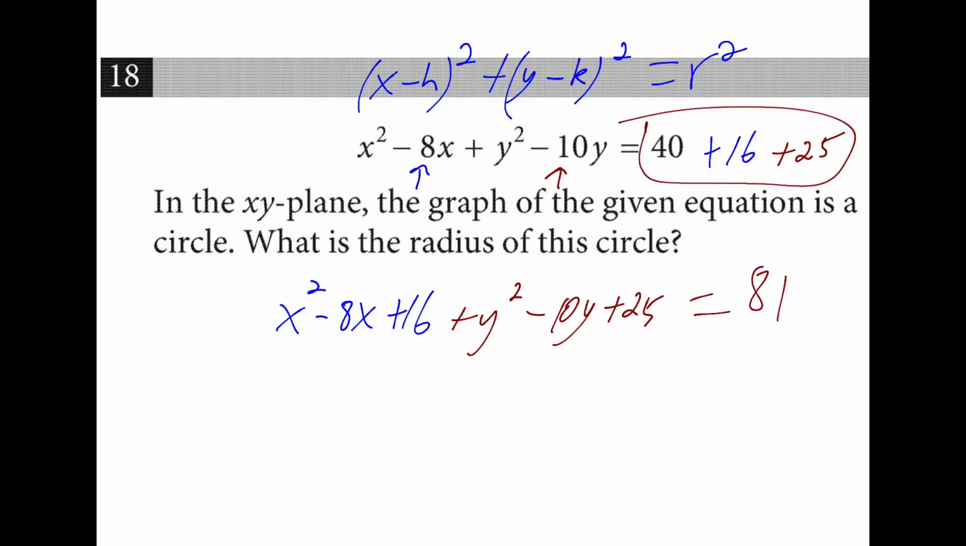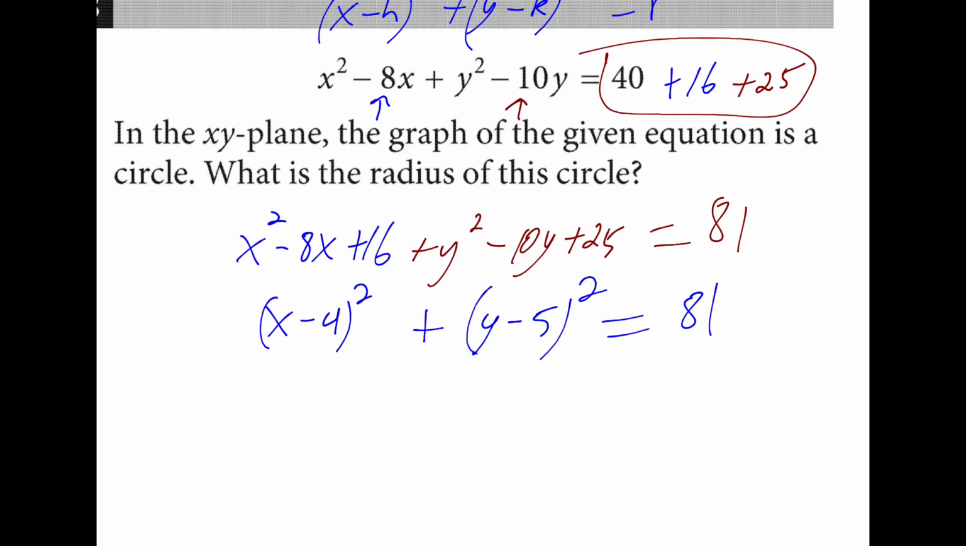Now I can condense this and make this x minus 4 squared plus y minus 5 squared is equal to 81. The radius, or r squared, is 81, so r is 9.